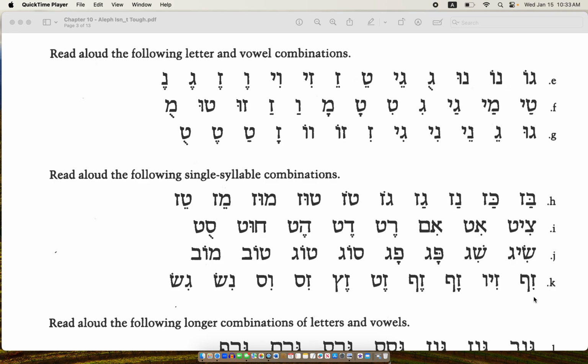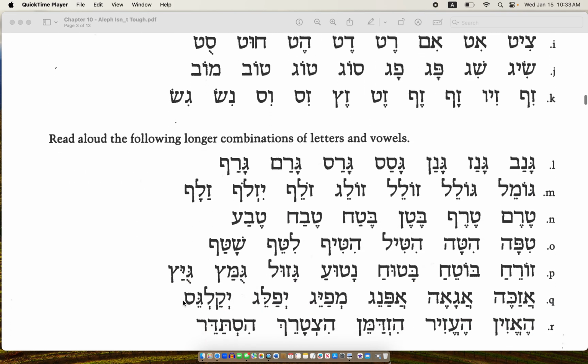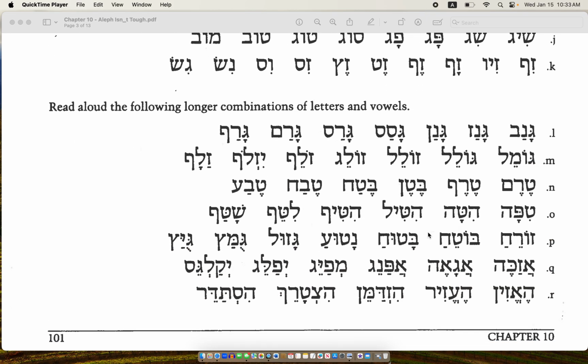Line K. Zeef, zeev, zoff, zeph, zet, zets, zees, vis, niece, geese. All right, longer letter vowel combinations, bottom of page 101.